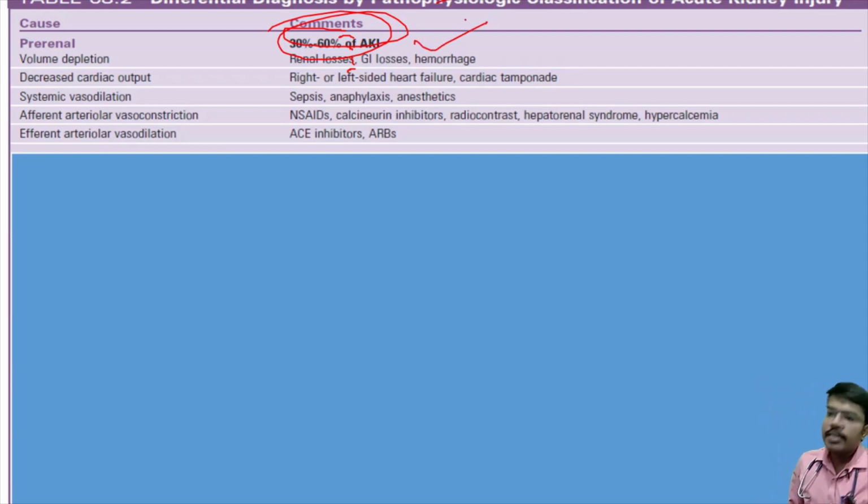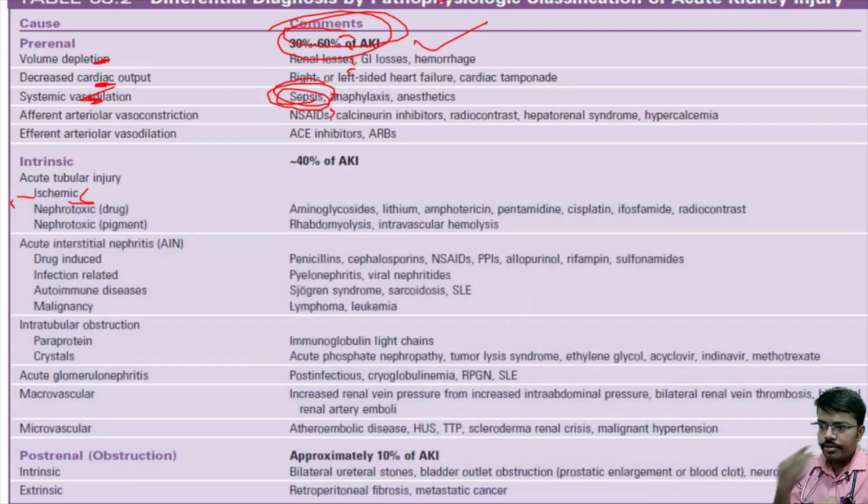It is mentioned as pre-renal. The insult is occurring before the kidney, but the pathophysiological changes are occurring inside the kidney. So first is volume depletion, decreased cardiac output. Look at sepsis. Sepsis is given here, and in the intrinsic also. So that's why I am mentioning to you regarding the pre-renal insult.